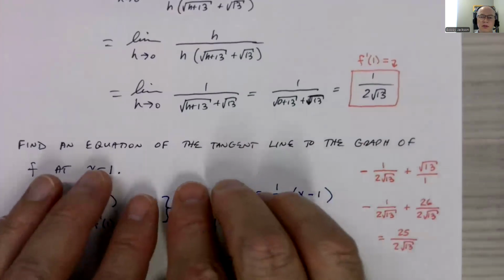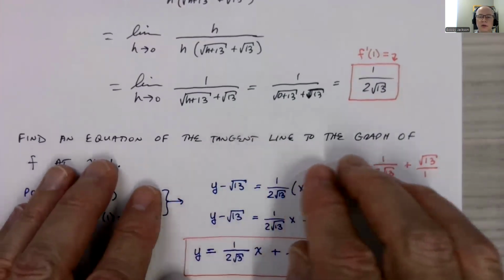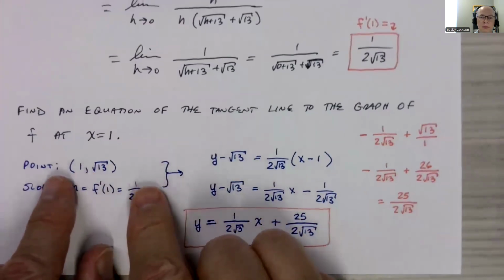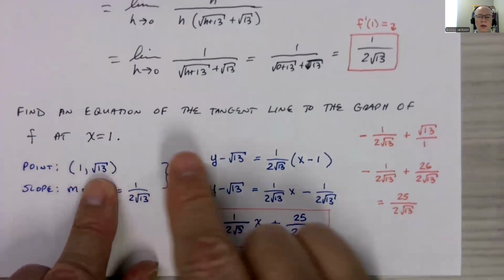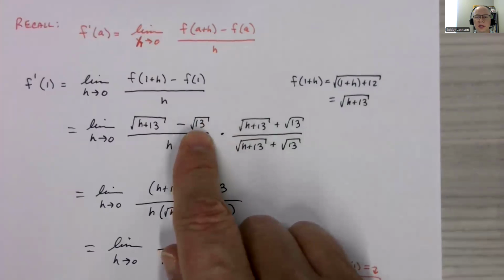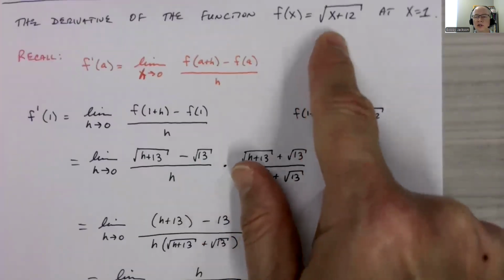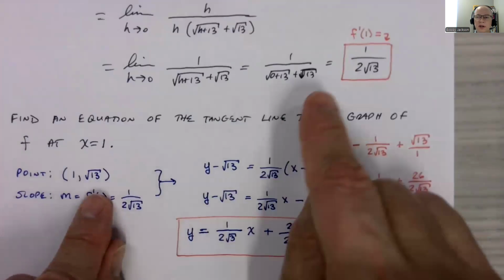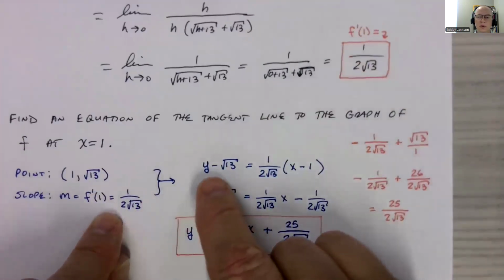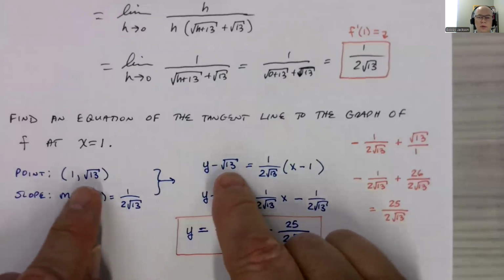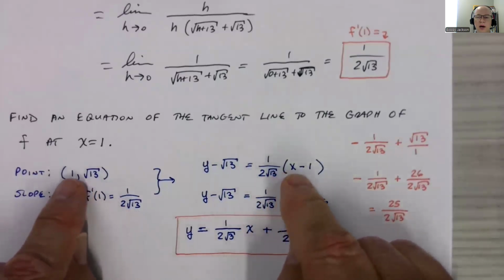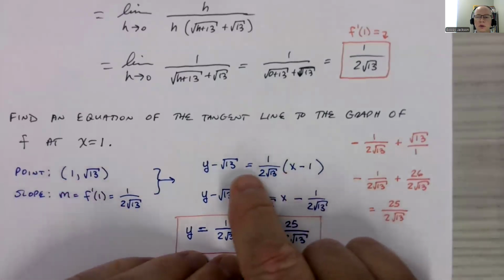The second part of this problem is to find an equation of the tangent line to the graph of f at x equals 1. So we already have the point. Remember, at x equals 1, the value of the function was square root of 13, right? If we plug in 1 into the function, we get the square root of 13. And we just found f prime of 1. That's the slope of the tangent line. So the equation of the line is y minus y1 equals the slope times the quantity x minus x1, which is 1. So here it is.